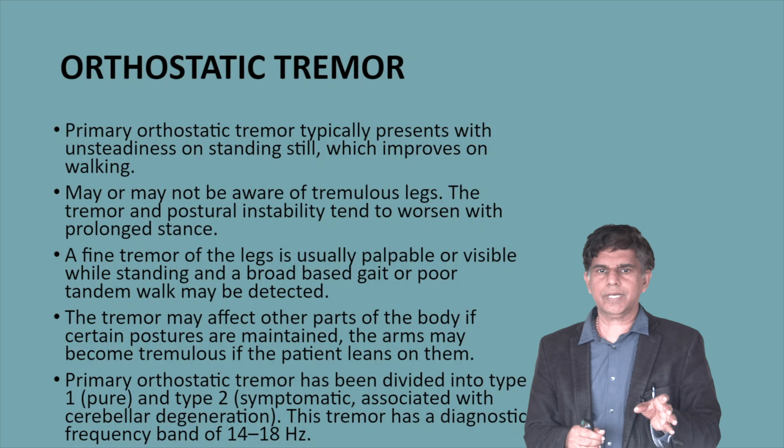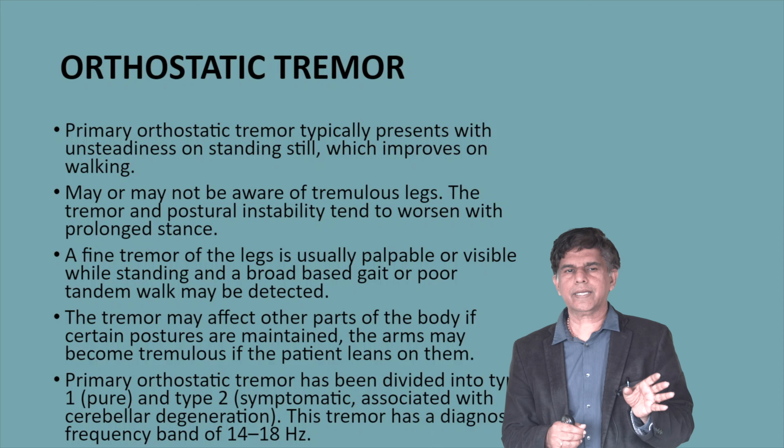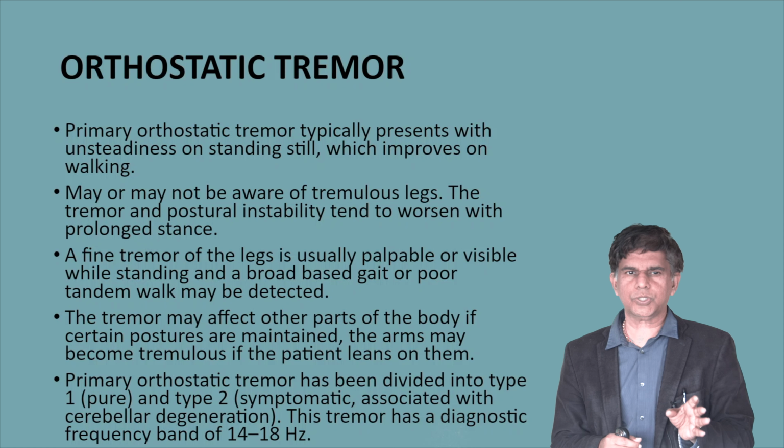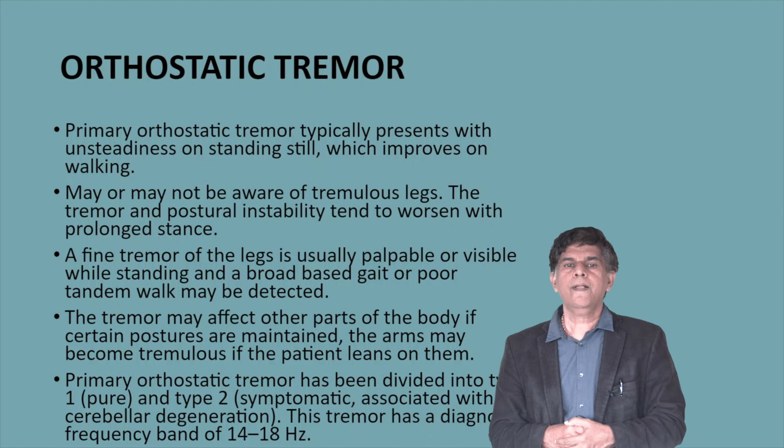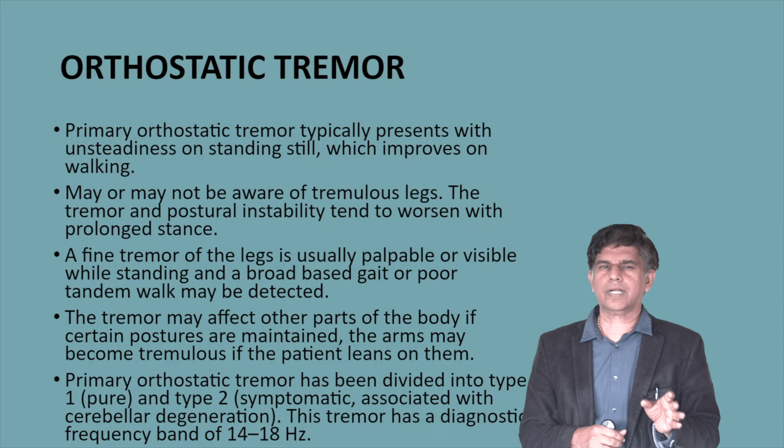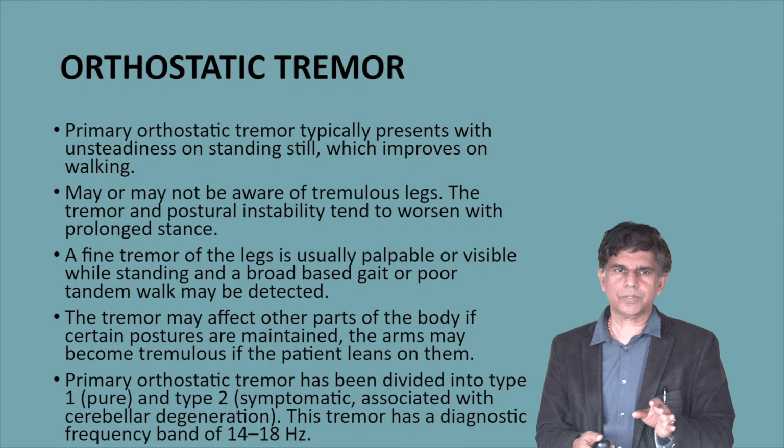So primary orthostatic tremor is type 1, which is very pure, and type 2 is symptomatic, associated with cerebellar degeneration. The diagnostic frequency is around 14 to 18 Hz also, remember that.